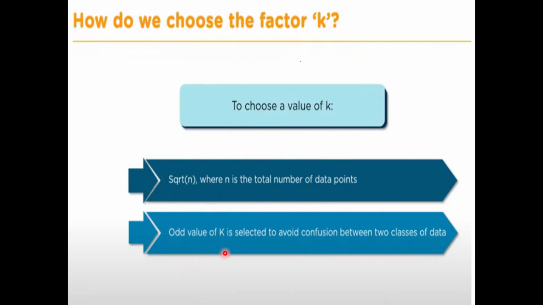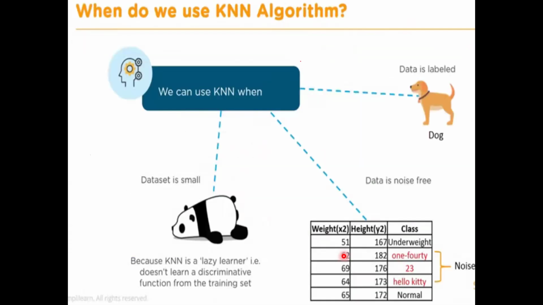And next, an odd value of K is selected to avoid confusion between two classes of data. And what if I'm getting two values as odd? Here, my challenge is going to be addressed.